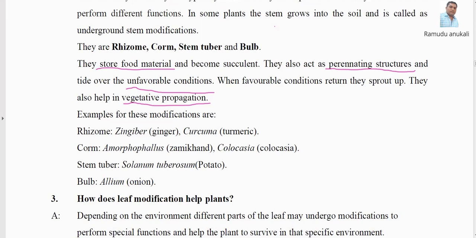Because of the modification, the food will be stored, and they are protected from unfavorable conditions. Whenever conditions are favorable, they may reproduce and multiply; they increase their number. So when you take the rhizomes here, they have given ginger and its scientific name.